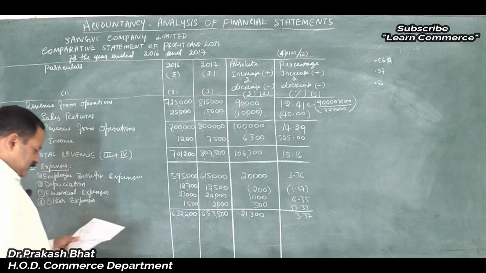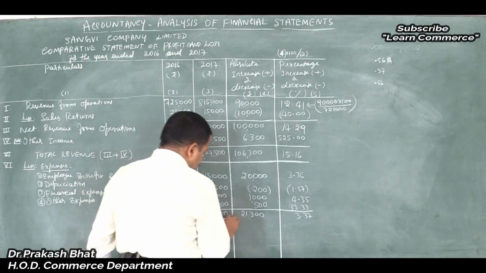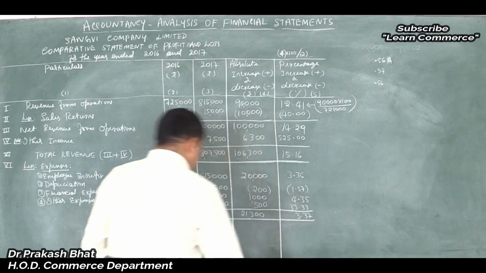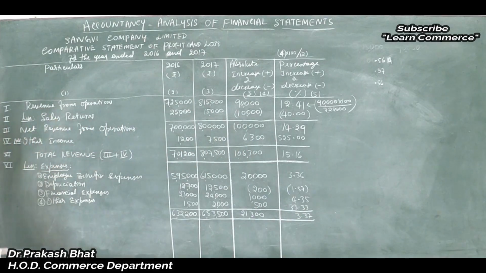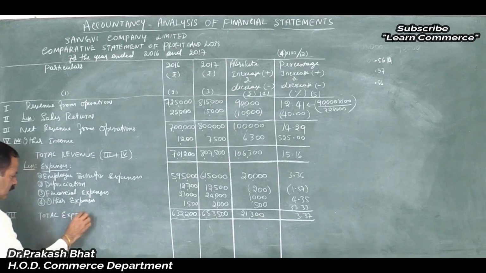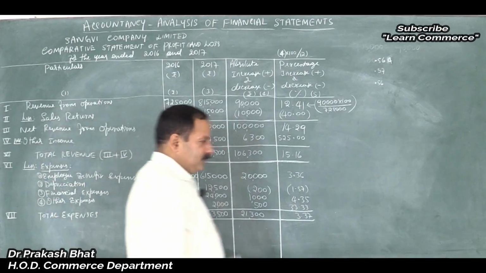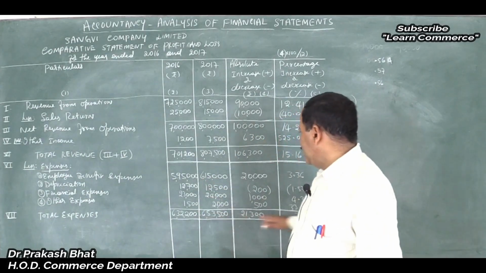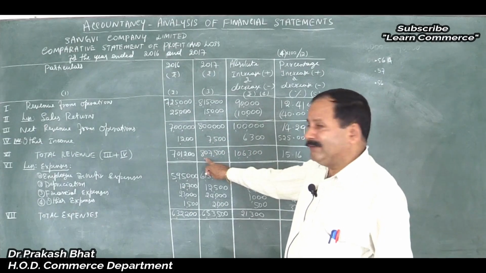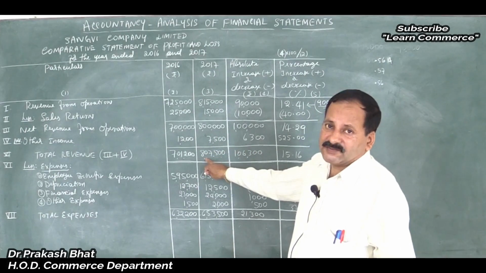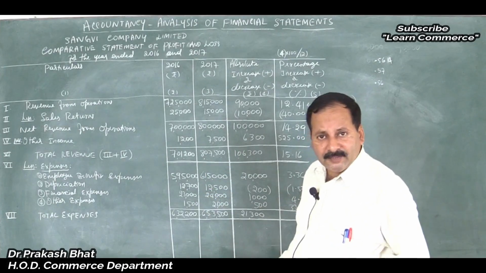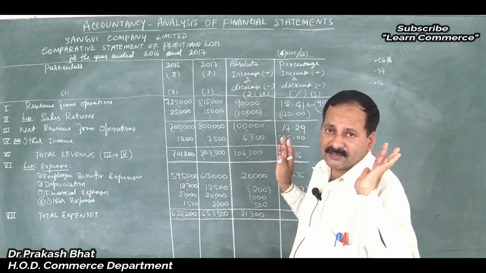Clear? Yes. Now, draw the line. This is called total expenses of the firm. Total expenses, right here, Roman 7, total expenses. Now, if you deduct the total expenses from total income, that is total revenue, you will get profit before tax. That is what you will do. And tax is not given, so we have to stop there only. It's done. Your problem is solved.